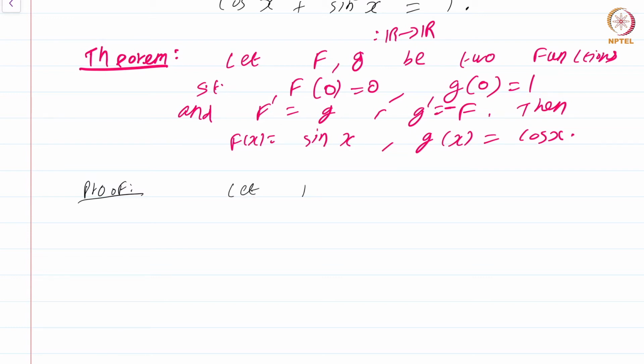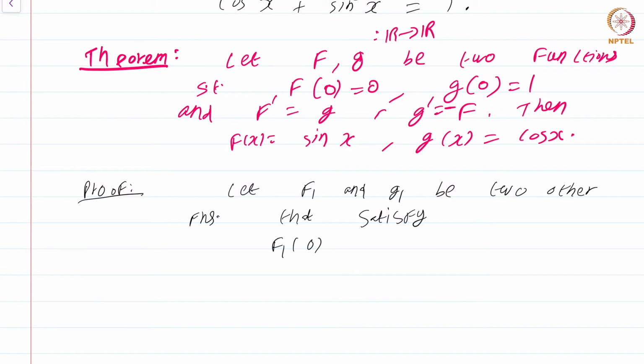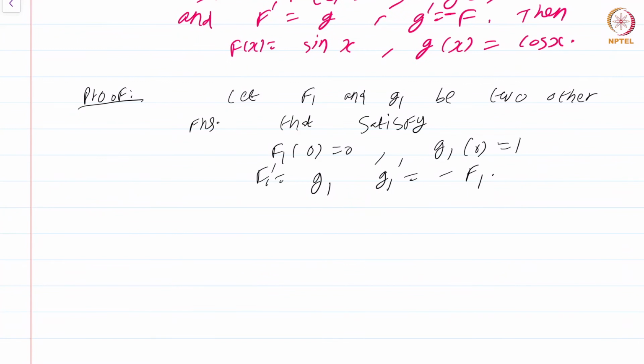Let f1 and g1 be two other functions that satisfy f1 of 0 equal to 0, g1 of 0 equal to 1, f1 prime is g1 and g1 prime is minus f1. Let's assume that there is another set of functions. What we will show is f equal to f1 and g equal to g1. In particular, taking f1 and g1 to be sine and cosine, we get that there is a unique pair of functions that satisfy these properties, and that pair is given by sin x and cos x.